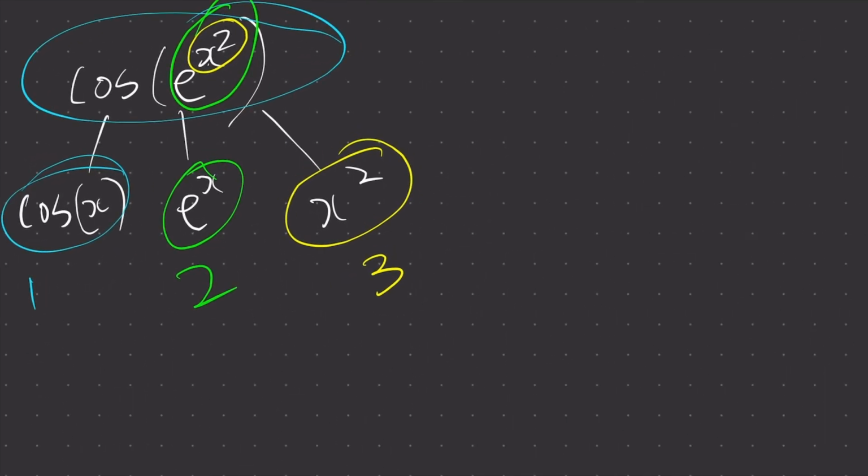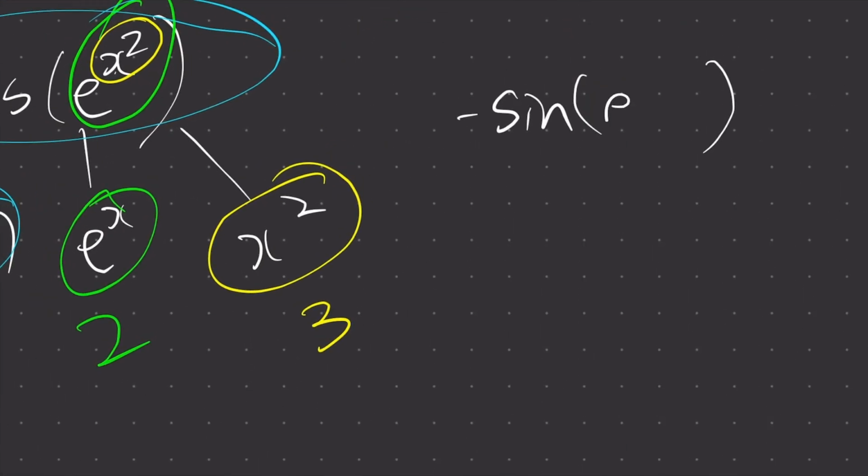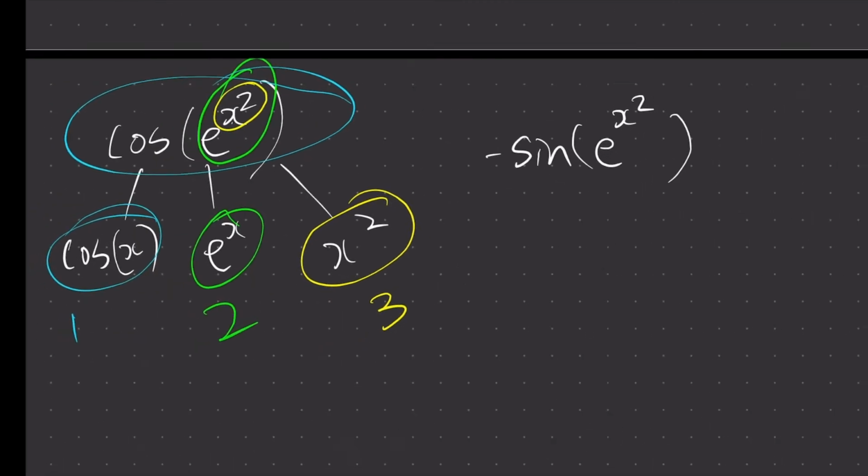As I said before, we work from the outside in, right? With chain rule, we work outside in. So first we need to do d of layer 1. What is d of layer 1? D of cosine is negative sine, right? And we have to put something in the brackets, right? What do we put in the brackets? We put in everything that is in the next layers, okay? So what is everything in the next layers? Basically just this, right? So we put it in here, e to the x squared, okay?